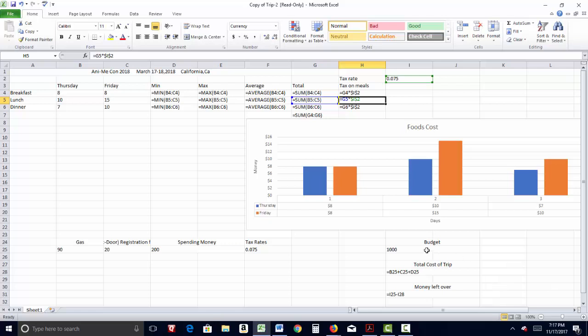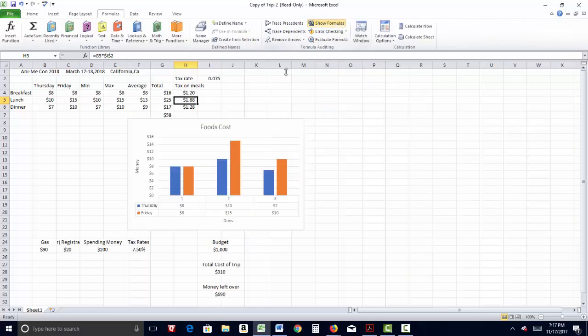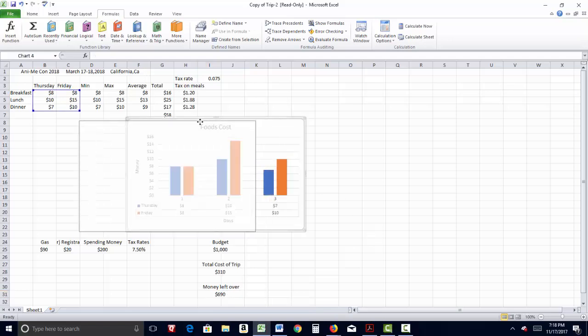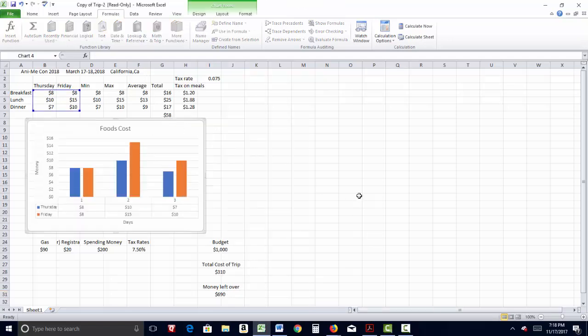So there's a couple of other things that you need to do, and one of them is, I'm going to take this out of formula view here for a minute, you guys, so you can see the actual answers. See how we have the tax on the meals? You don't need to total it unless you really want to. Okay, so your meals are a total of $558. Your gas is $90. Registration is $20. Spending money is $200. So your seminar really only cost you $310, and you were budgeted $1,000. So your money left over is $690. This is all done with formulas. So that's going to help you out a lot.